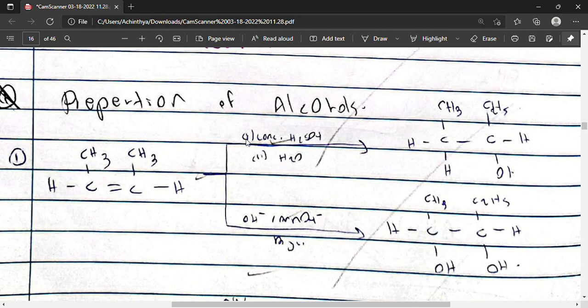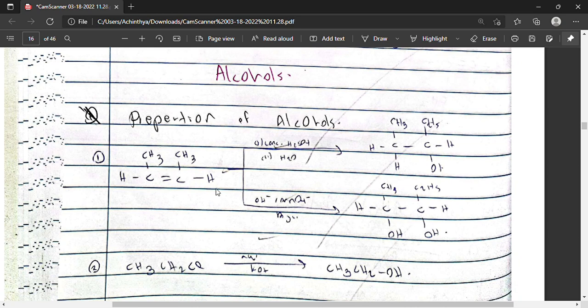Or we can break it down into two steps. We can add concentrated sulfuric acid, and as a second step we can add water, in which case the hydroxide will bind to the carbon that produces the more stable carbocation, while the hydrogen binds to the other carbon. Here the carbons are more or less the same, so we don't have to worry about that.